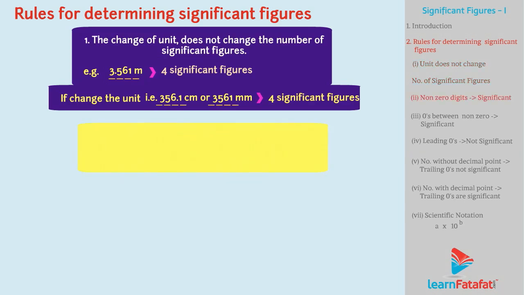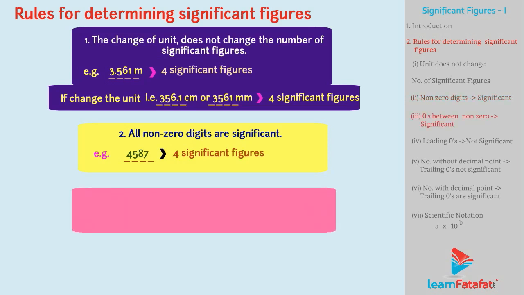Rule number 2. All non-zero digits are significant. For example, the number 4587 has 4 significant figures. Rule number 3. All zeros between the non-zero digits are significant. Example, 4.05 has 3 significant figures.